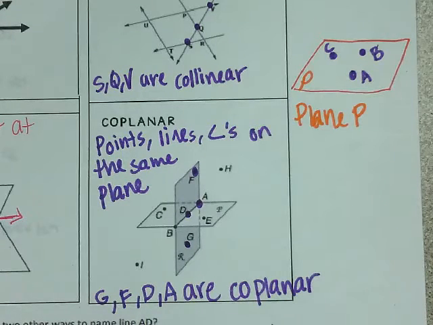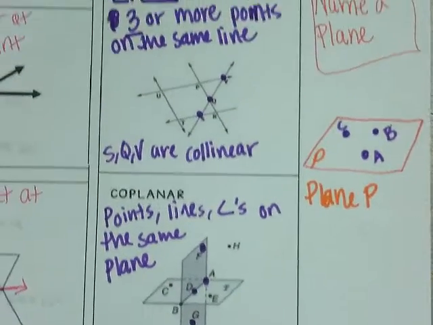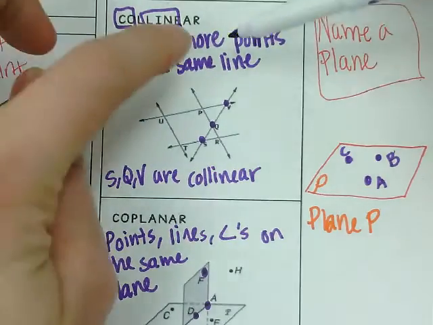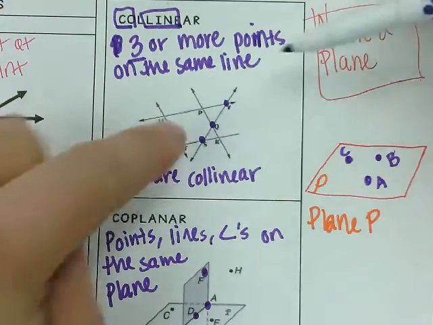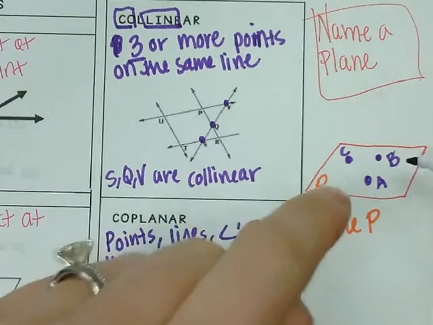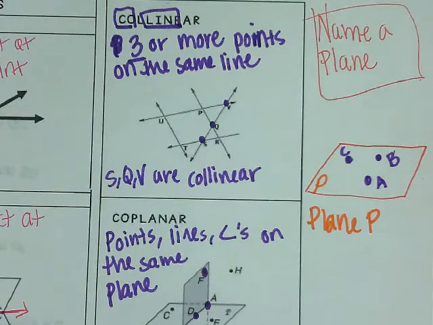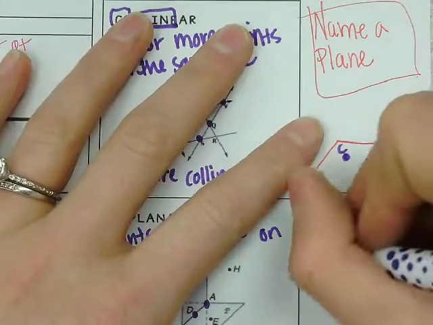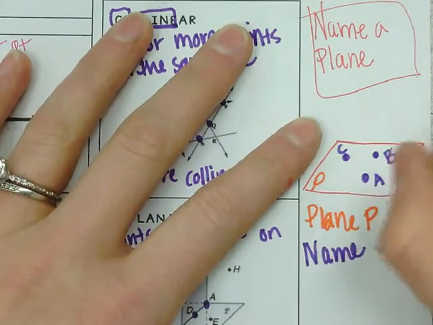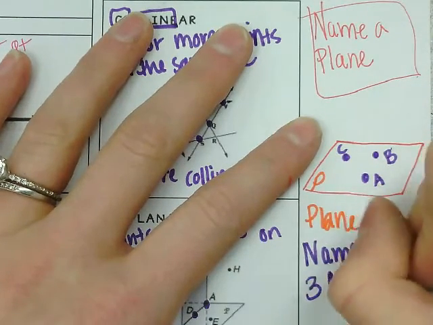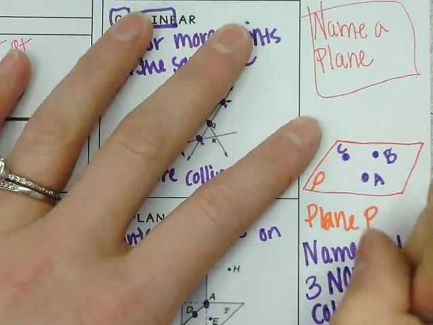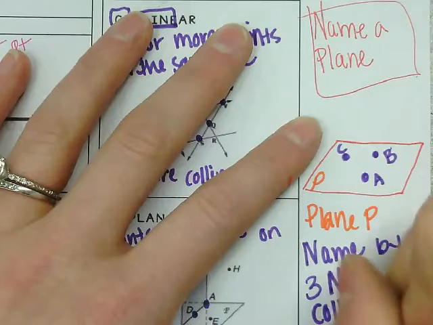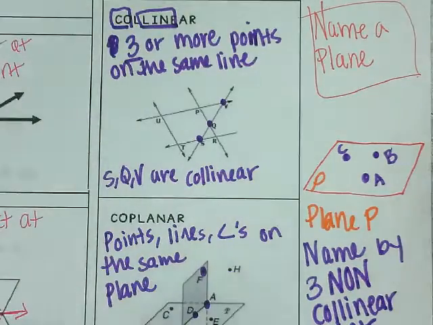All right, so let's think about it. 3 or more points on the same line means collinear. So to name a plane, I have to have 3 non-collinear points. So what does that mean? Collinear means on the same line. So what does non-collinear mean? Not on the same line. So name by 3 non-collinear points. Okay, that means points not on the same line.